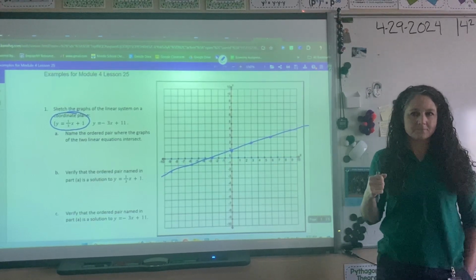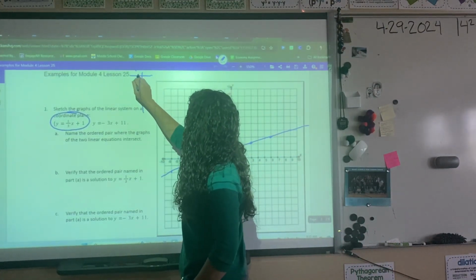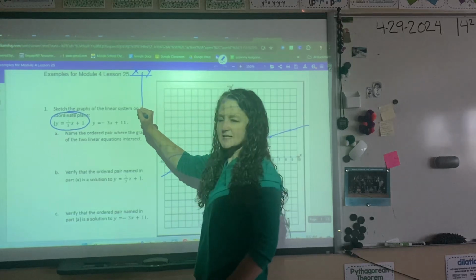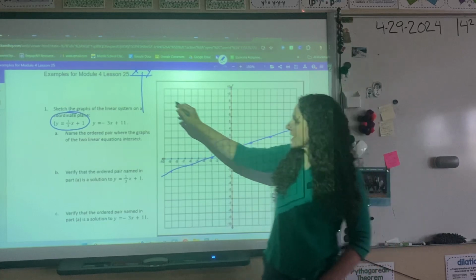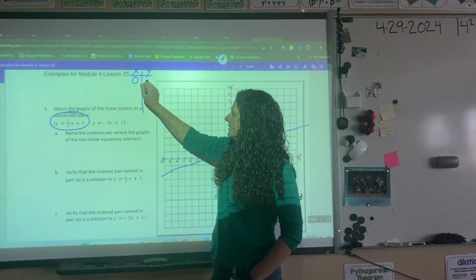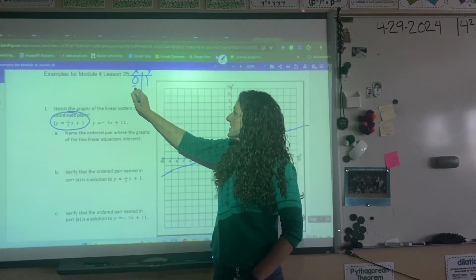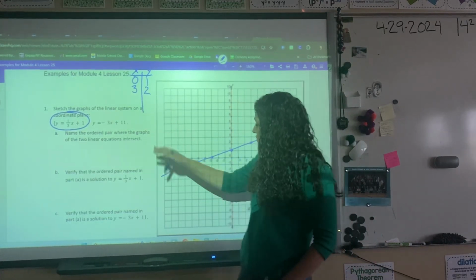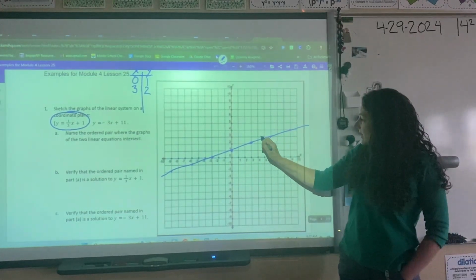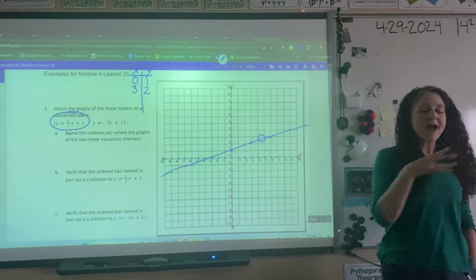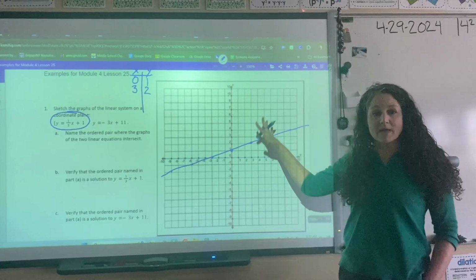Remember when we were substituting in and we said if x equals this, then y equals this? So remember clear back there? Well, if x equals 0, what does y equal? 1. If x equals 3, what does y equal? 2. These are all solutions that make this equation true. This random point, I have no idea what it is because it's all fractiony, but it's a solution that makes that equation true.